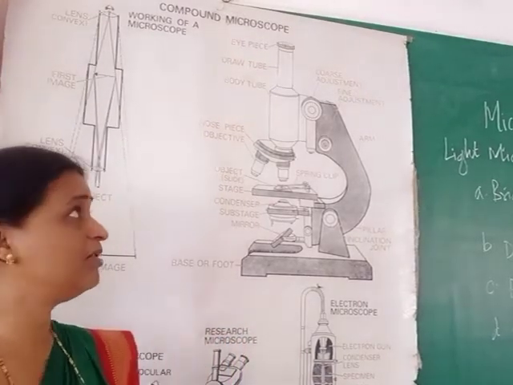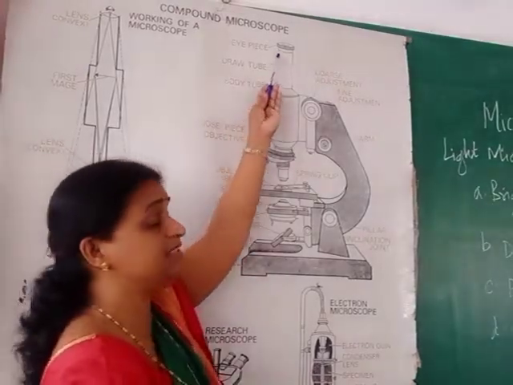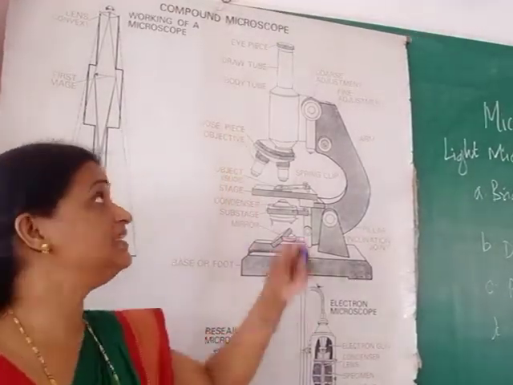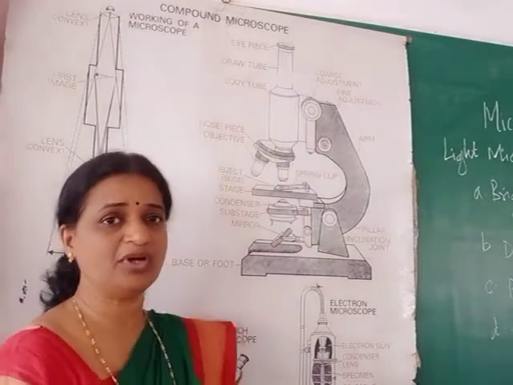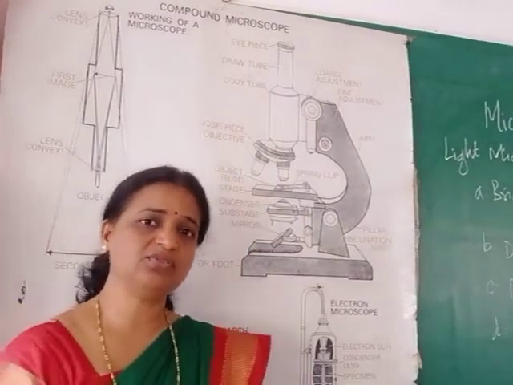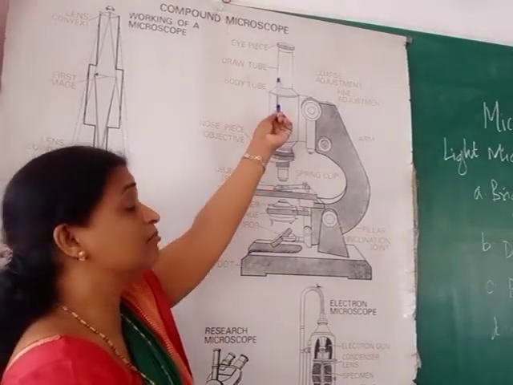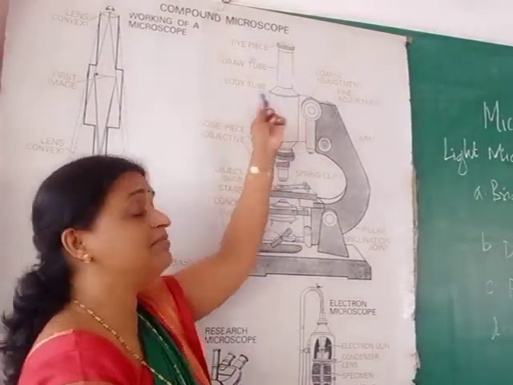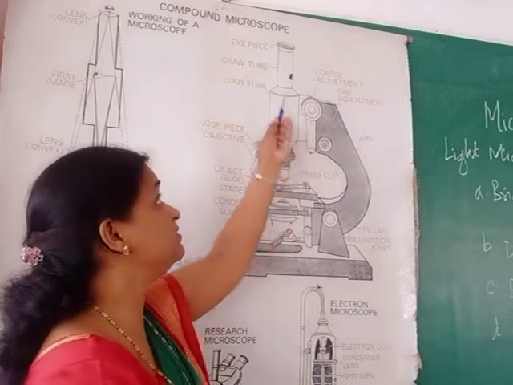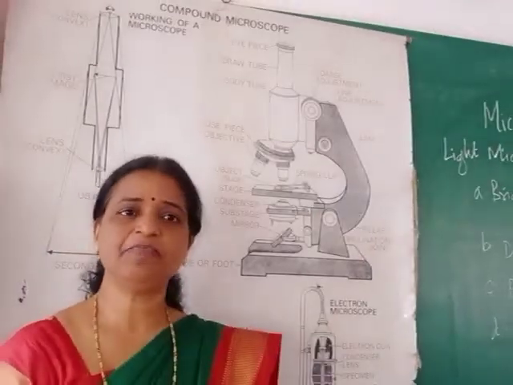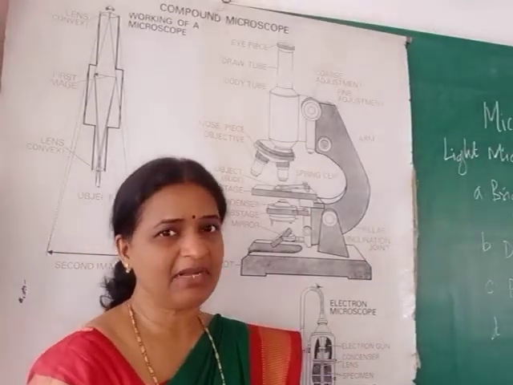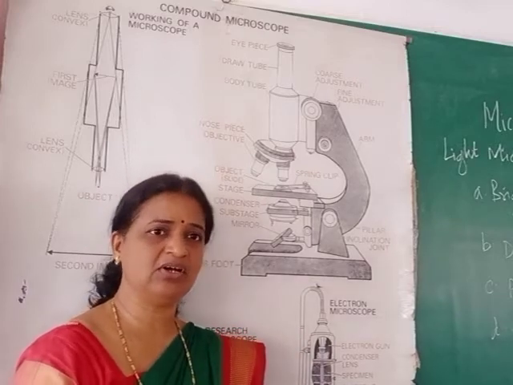Now, the second part of the magnifying parts of the compound microscope is your eyepiece. Why is it called the eyepiece? It is called the eyepiece because it is near the observer's eye. The eyepiece is also called the ocular. Now this eyepiece gets the primary magnified image, and the function of the eyepiece is to give the second magnification of the image, and that second magnified image is observed by the observer's eye.